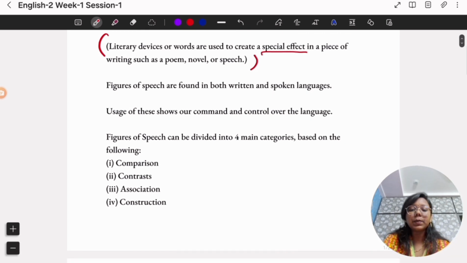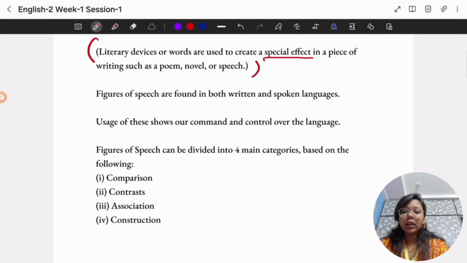So, these figures of speech are found in both written and spoken languages. Usage of these shows a command and control over the language. So, when you use figures of speech in your conversation, they make you sound like a native speaker. And these are divided into 4 main categories. This is actually not mentioned in our IIT Madras lectures, but I'm sharing it with you as an extra piece of information. So they are divided into 4 main categories based on comparison, contrast, association, and construction.